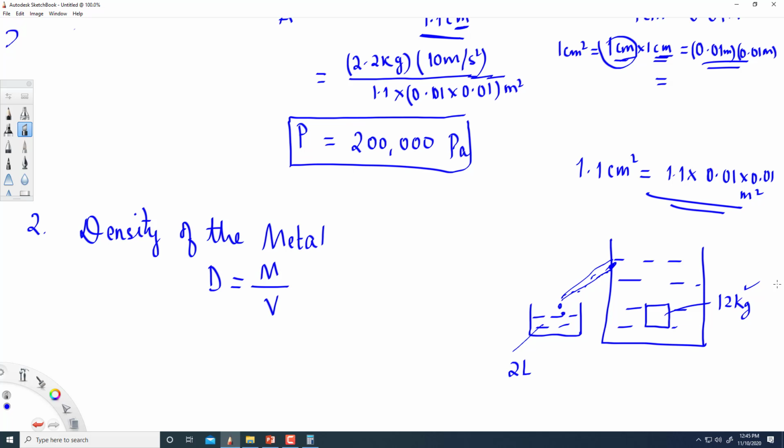We know that when you place an object in water, if the object is fully submerged, then this object will displace the volume of water equal to its own volume. Okay, same volume of water as its own volume.